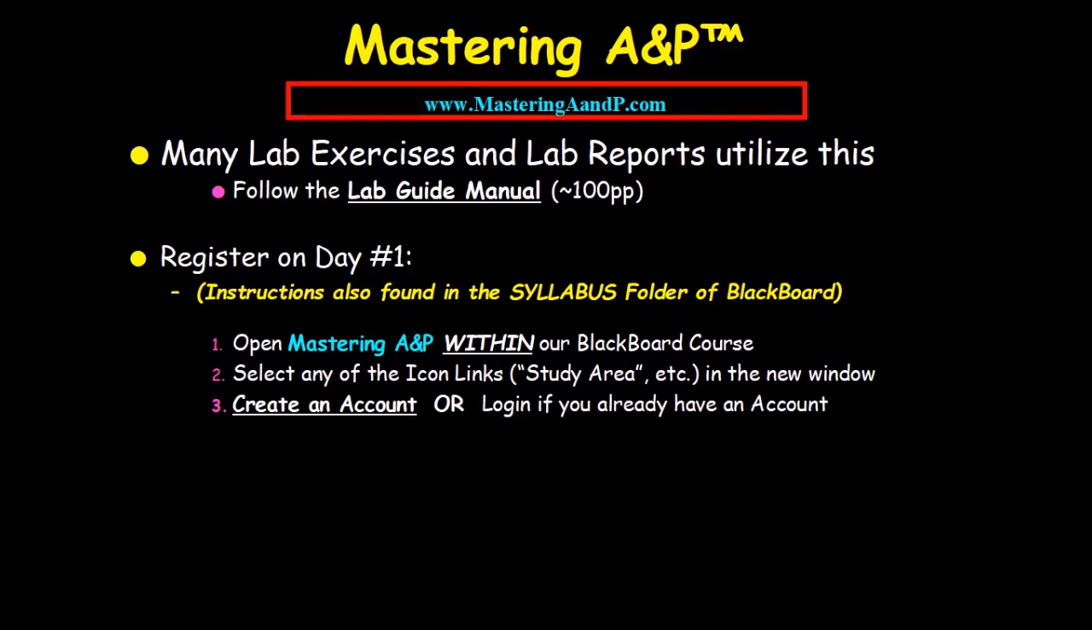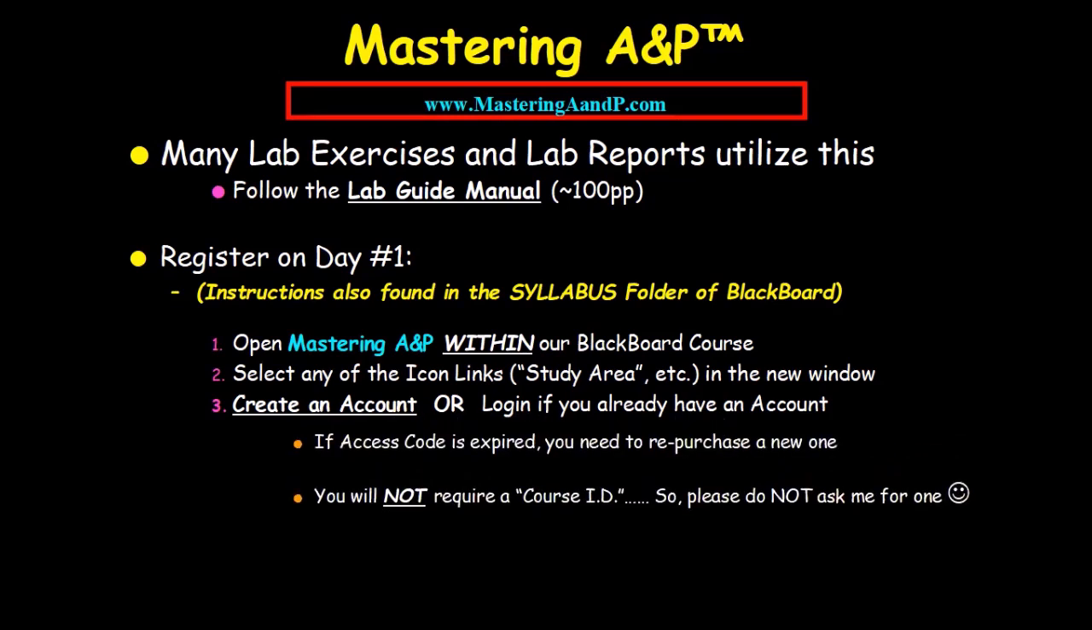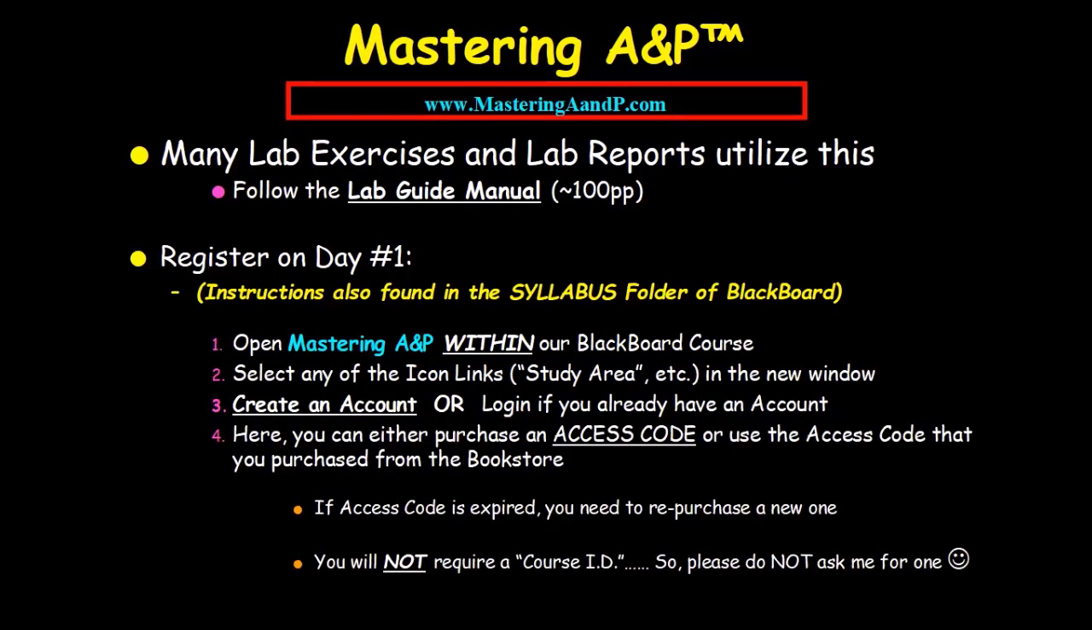If you have any time left on the access code, you'll get that. But if you don't, you can use the same username and password, but you're going to need to purchase a new one. At that point, you'll be able to do that. So that's where you're going to be able to get your access code if you don't have one already. Again, if it is going to expire in the middle of the semester, you're going to need to repurchase one anyway.